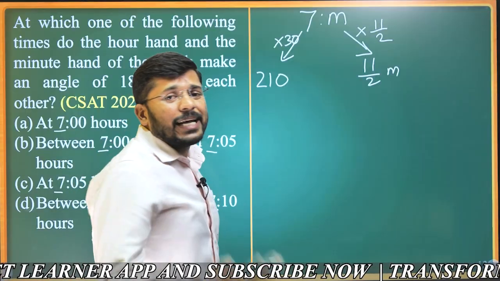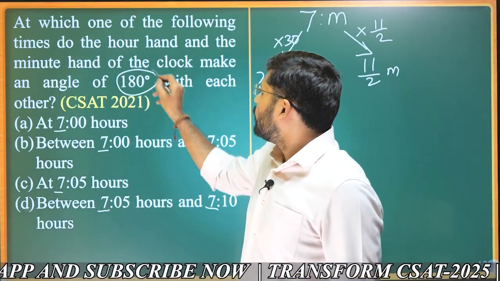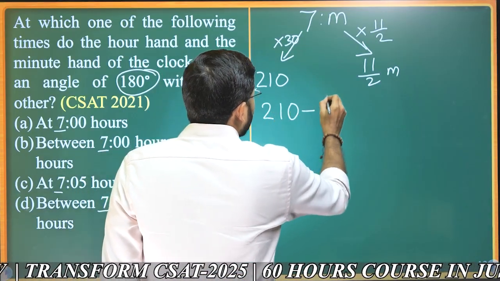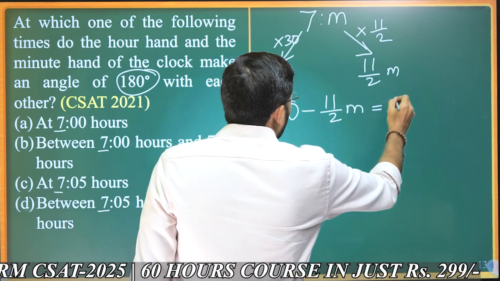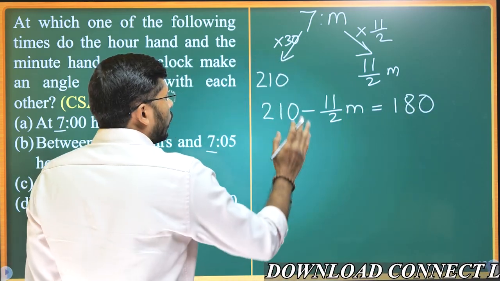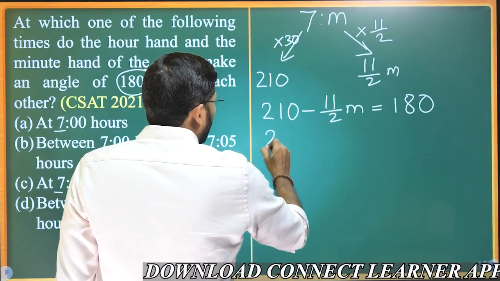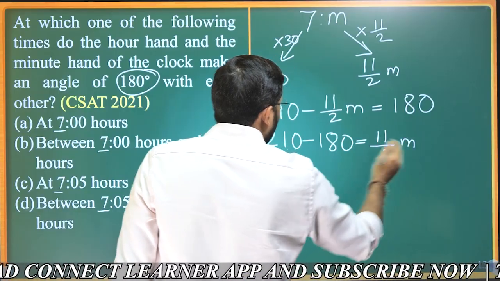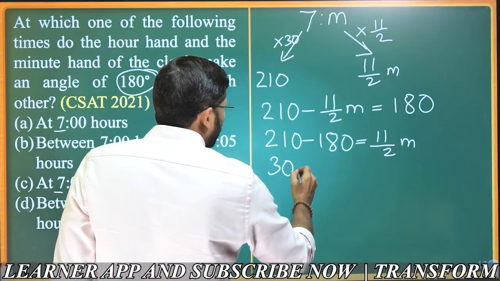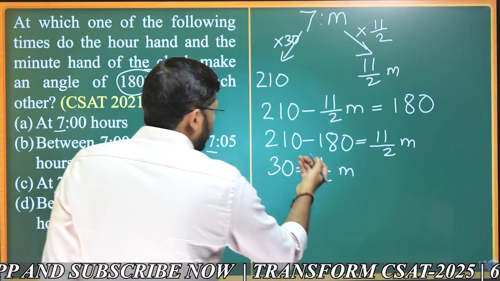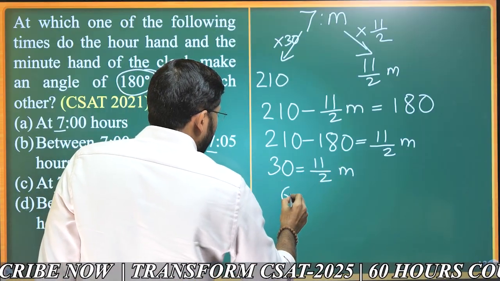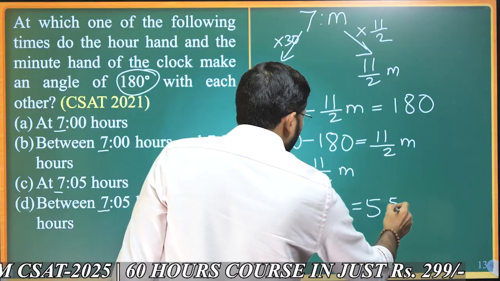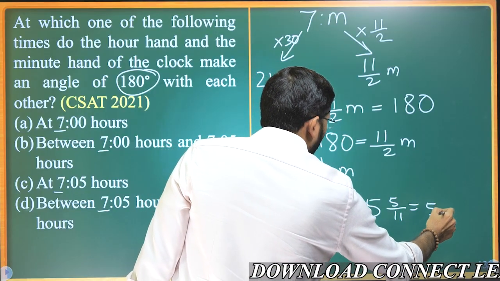Now the difference between them, it has to be how much? It has to be 180 degrees. Why? Because they have told us that the angle between the hands is 180 degrees. So 210 minus 11 by 2 m should be equal to 180. Correct? Now we will transfer m this side and take 180 this side. 210 minus 180, that is equal to 11 by 2 m. 210 minus 180, it is 30, is equal to 11 by 2 m. Solve for m. 30 into 2, that is 60, divided by 11 is equal to m. So m would be 5 by 11. So that is 5 point something.